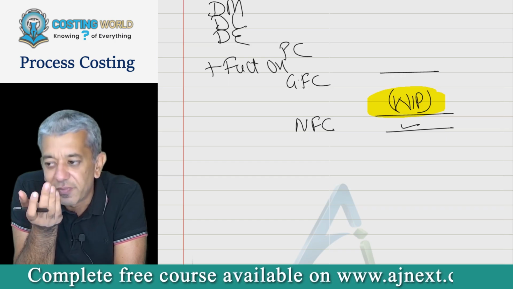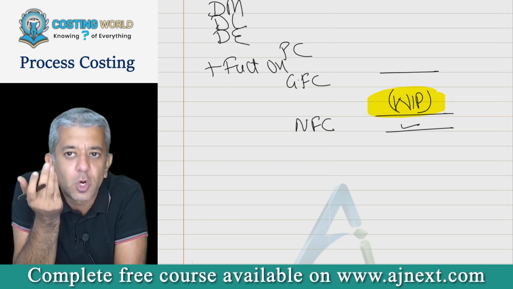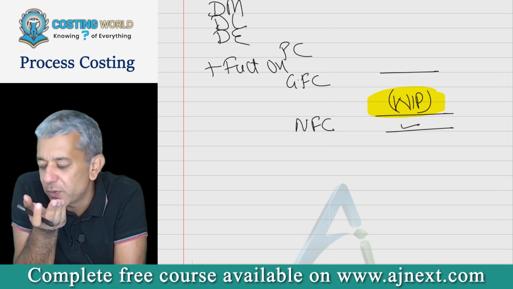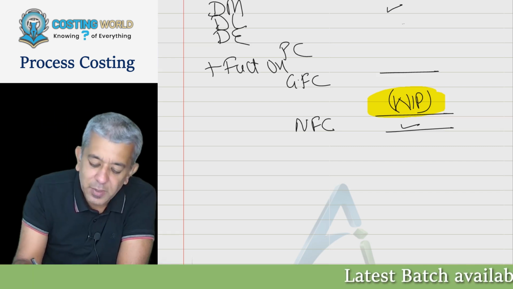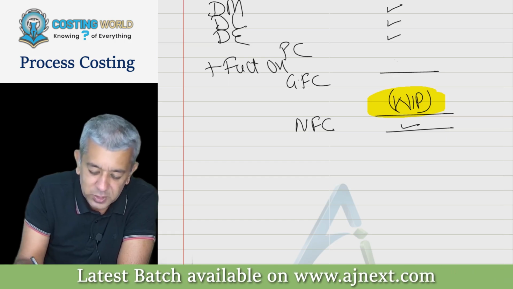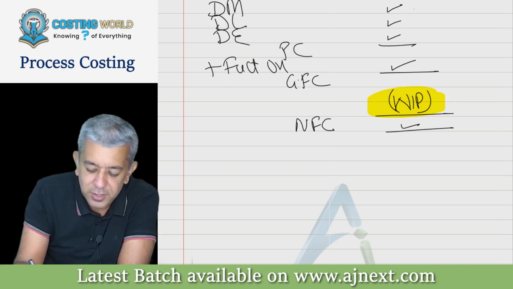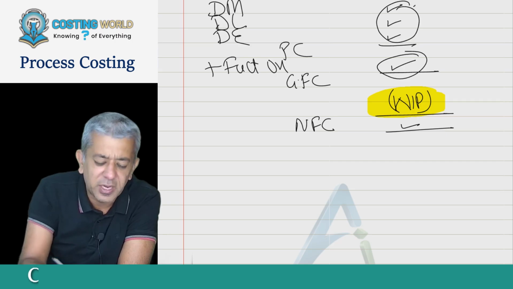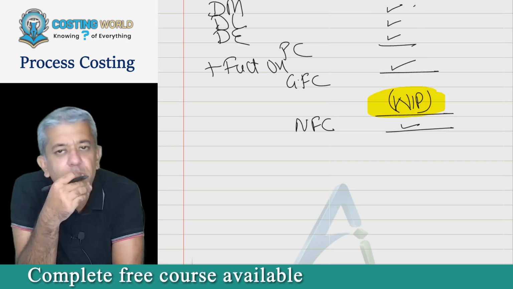WIP stock will get valued at cost. In cost, which all cost will come? Tell me the name of the expenses, no? Direct material, direct labor, direct expenses, and factory overhead. So therefore 4 costs will come here. You have written these particular things. Okay, so therefore these particular 4 costs will come.